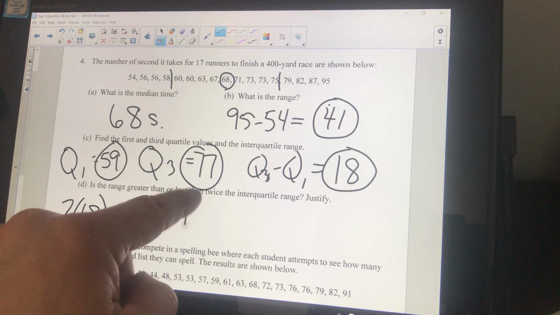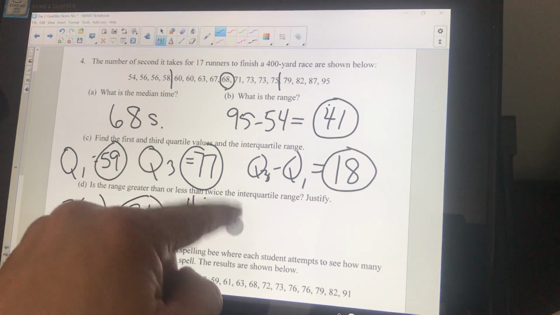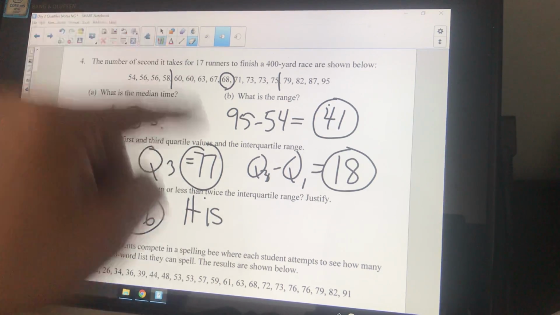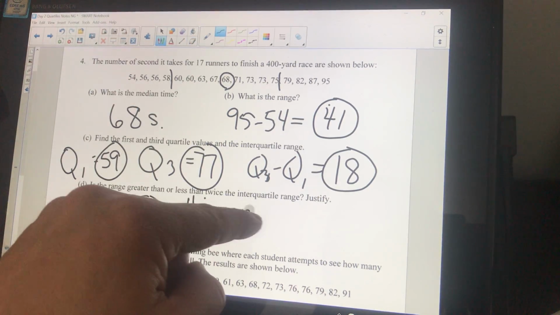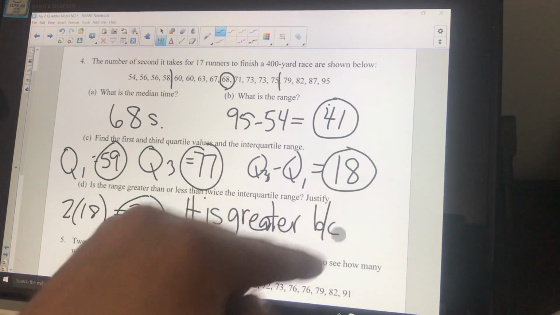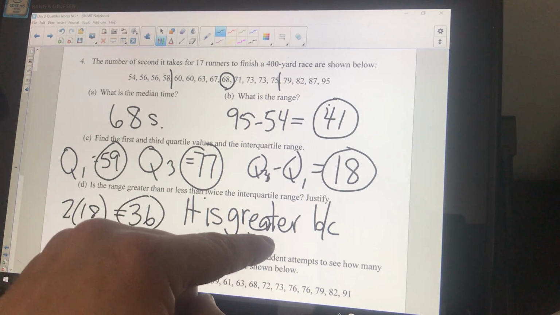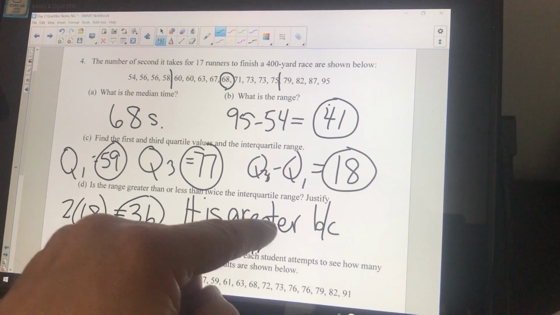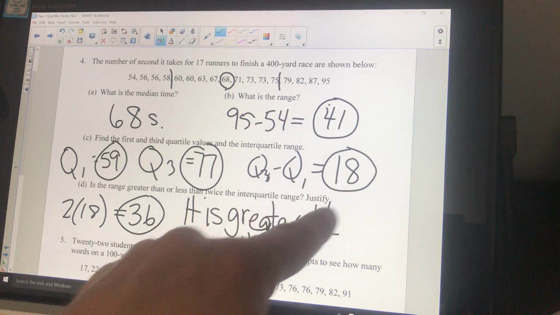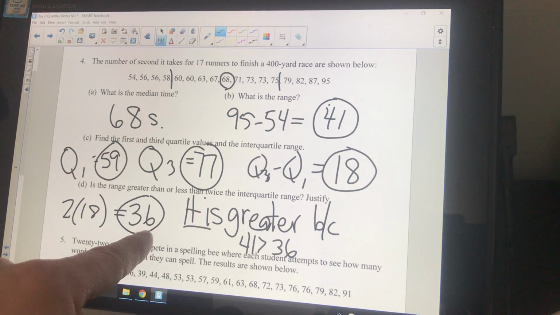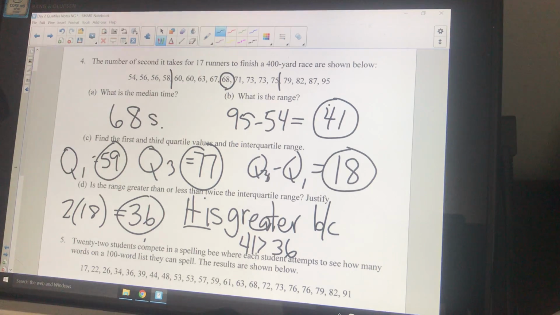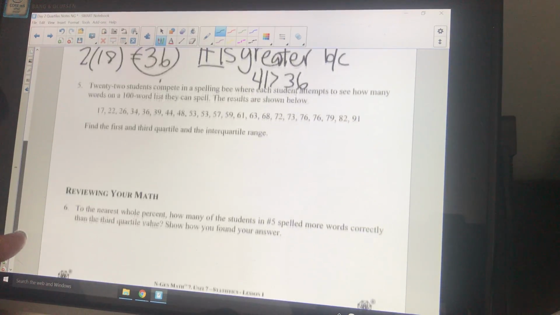It is greater. Because 41 is greater than 36, right? Twice the IQR is only 36, and our real range is 41. Okay? All right, number 5.